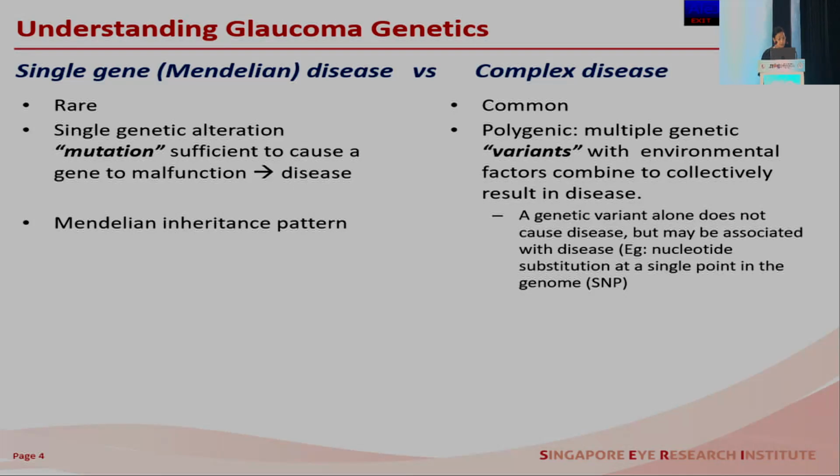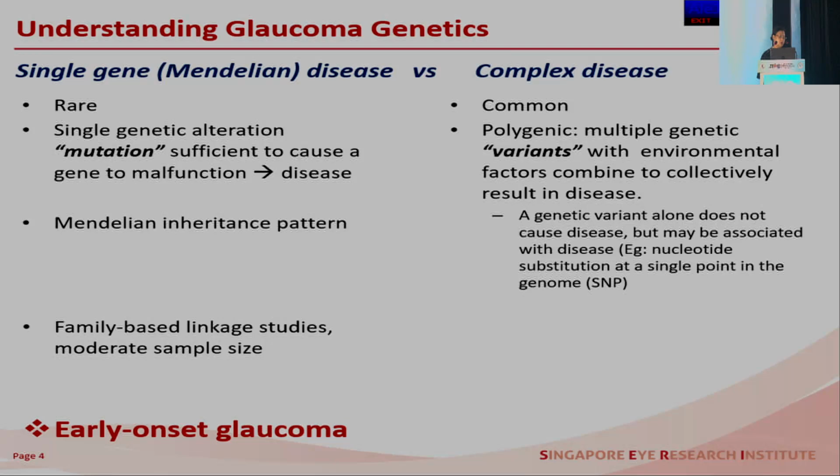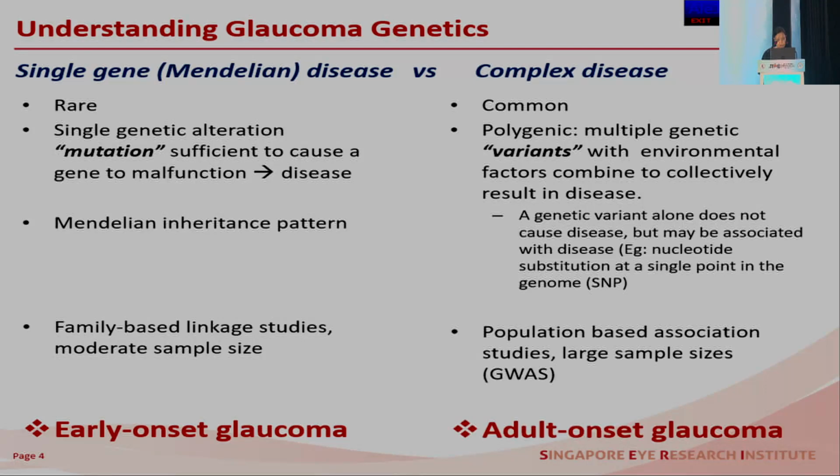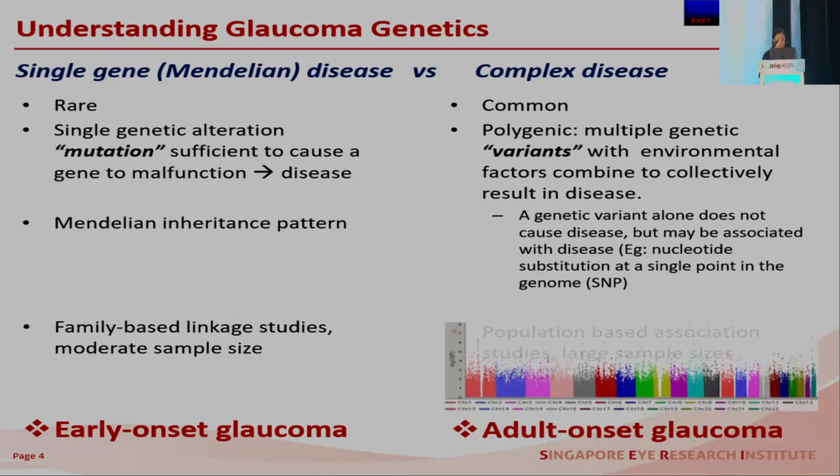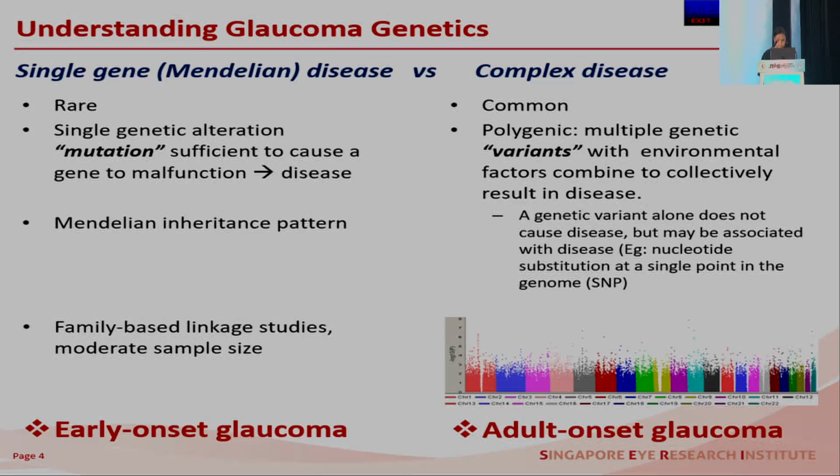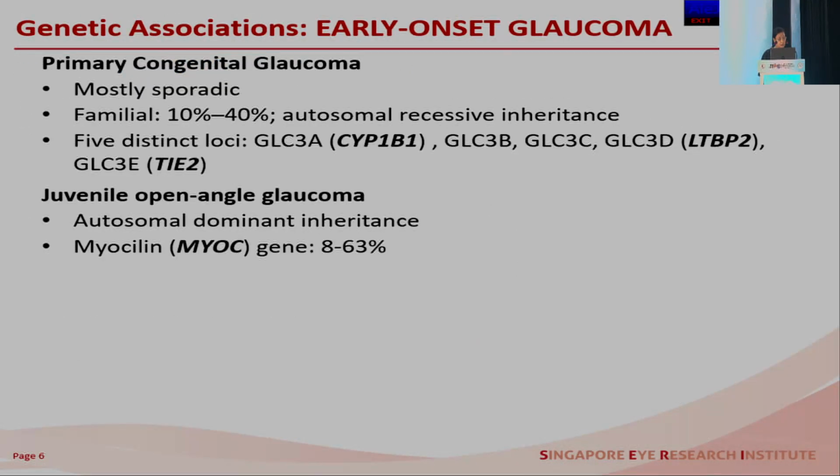So now, early onset glaucoma follows the Mendelian inheritance pattern, and genes for them are identified from family-based linkage studies. Adult onset glaucoma, on the other hand, is a common disease, and the genes for them are mainly identified through large-scale genome-wide association studies. Early onset glaucoma encompasses primary congenital glaucoma, juvenile open-angle glaucoma, and developmental glaucoma.